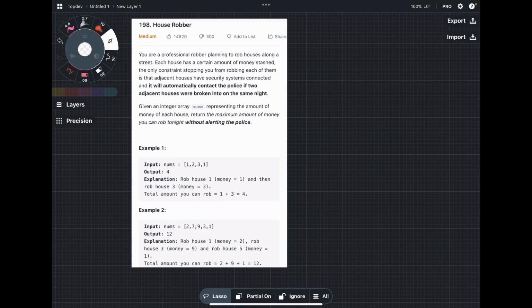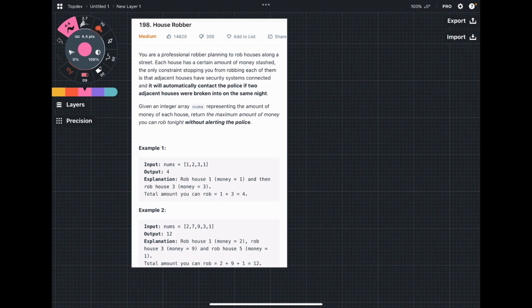Today we're going to be solving LeetCode question 198, House Robber, a medium question, and this is a good one. You are a professional robber planning to rob houses along a street. Each house has a certain amount of money stashed. The only constraint stopping you from robbing each of them is that adjacent houses have security systems connected to them, and it will automatically contact the police if two adjacent houses are broken into on the same night.